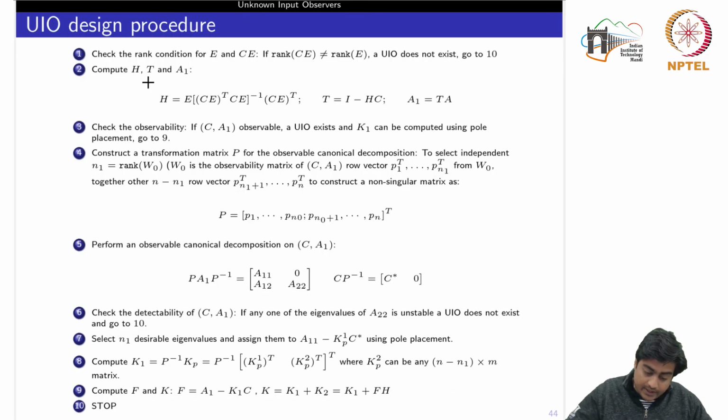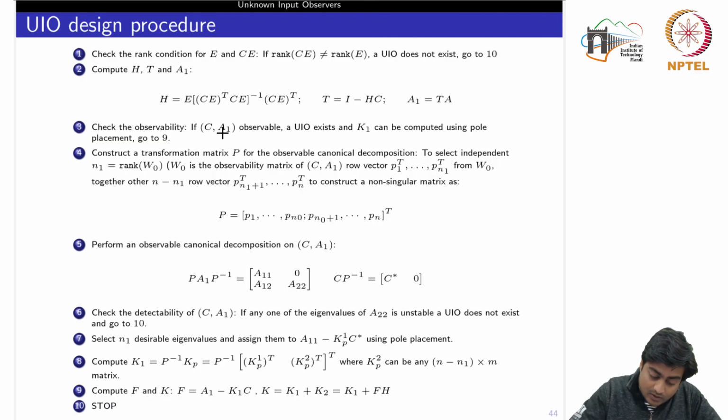So if we see the entire procedure, the first check is the rank condition, whether the rank of E is equal to the rank of C. If this condition does not hold, then the UIO does not exist, because this is a necessary and sufficient condition, and we stop. Now if this rank condition is satisfied, we can compute this H matrix and further we can compute the two matrices T and A1.